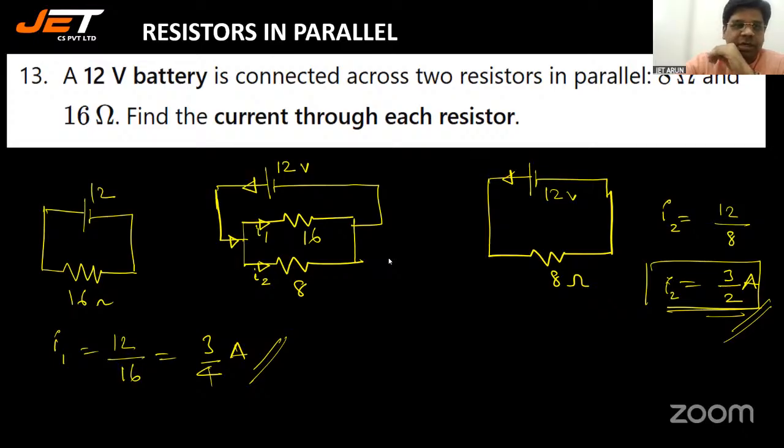Ashwita, I didn't get how you got 96. You have multiplied it with the battery voltage. See, don't forget the law. V is equal to IR. I is equal to V by R, not V into R. Be careful. You have multiplied 12 and 8. That's why you got 96.